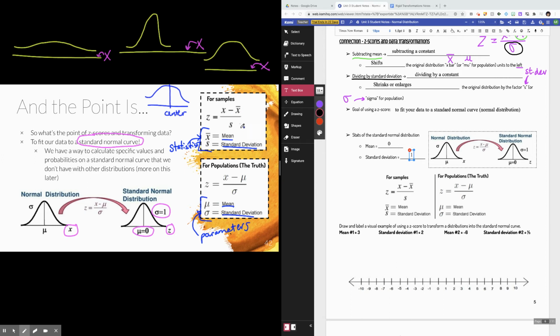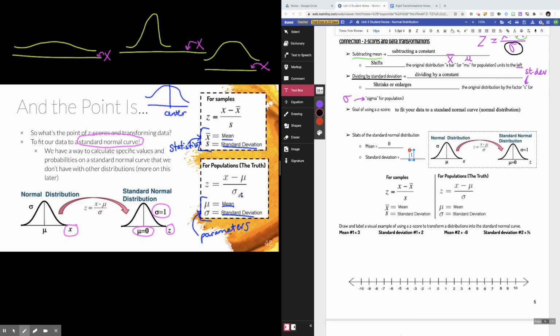You're still doing the exact same thing. You're taking individual data points, subtracting the mean, and dividing by the standard deviation. It's just that sometimes you'll see the z-score formula represented this way with the X bar and the S, and other times you'll see it this way with mu and standard deviation. Just know that it's the exact same thing. The only difference is that one is technically used for samples, because we're taking sample data, so it may not be the exact true value, but it's as close as we could get.